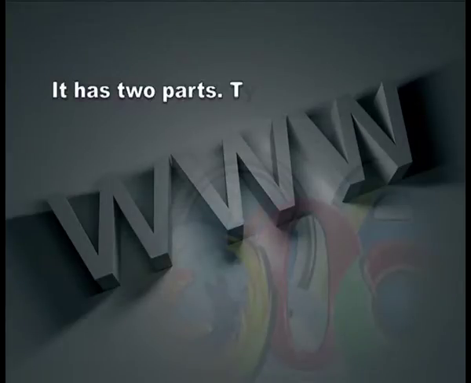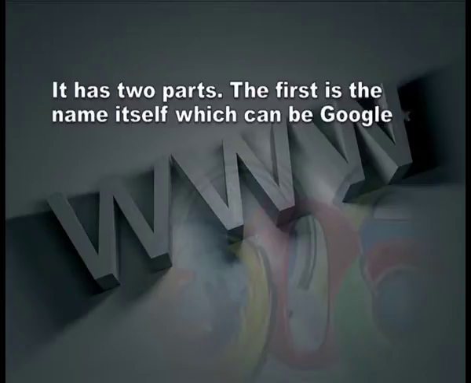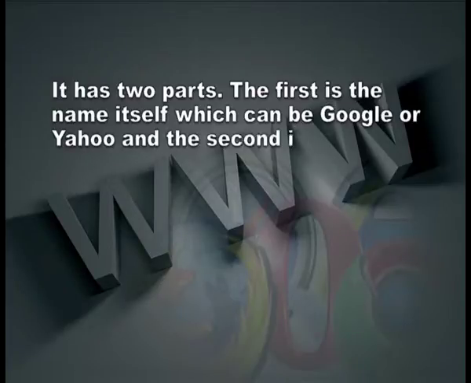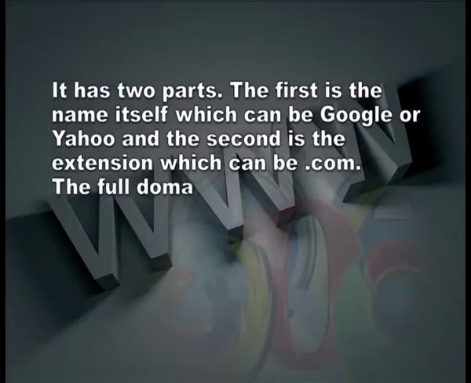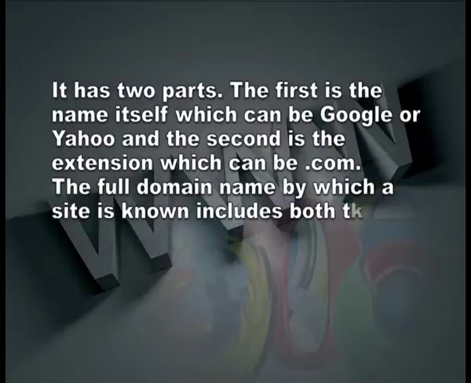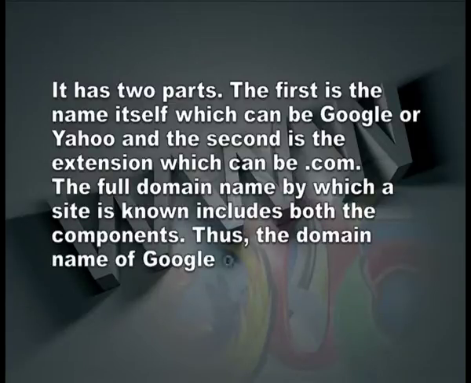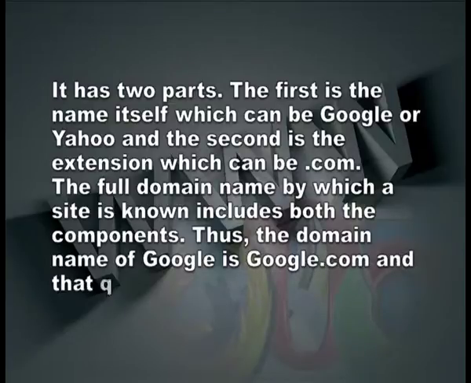It has two parts. The first is the name itself, which can be Google or Yahoo, and the second is the extension, which can be .com. The full domain name by which a site is known includes both the components. Thus, the domain name of Google is google.com and that of Yahoo is yahoo.com.